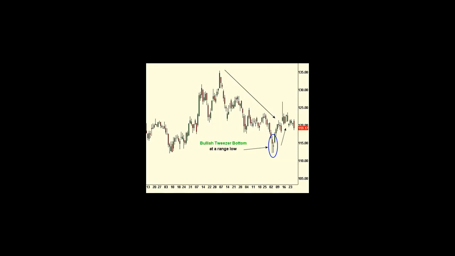Here is a practical example of a bullish tweezer reversal showing itself after a healthy decline at a range low on a daily chart. See how the long tails denoted an upside reversal?